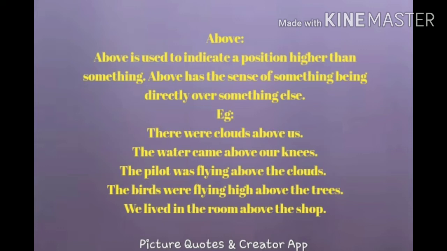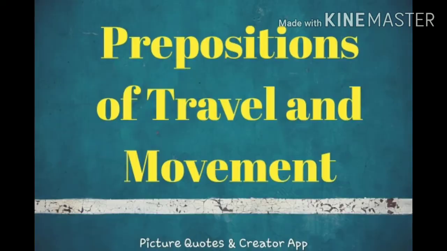So it has the same meaning as over, but above simply means something is in a position higher than something. But over means not only that it comes directly above something, but that it covers the surface of something. So in such cases you can use over. And if you simply would like to mention something above something, you can use the preposition above.